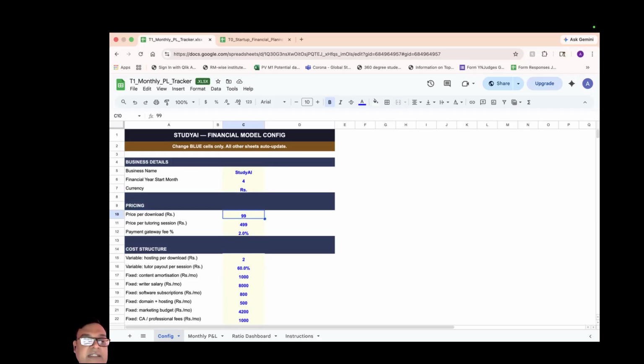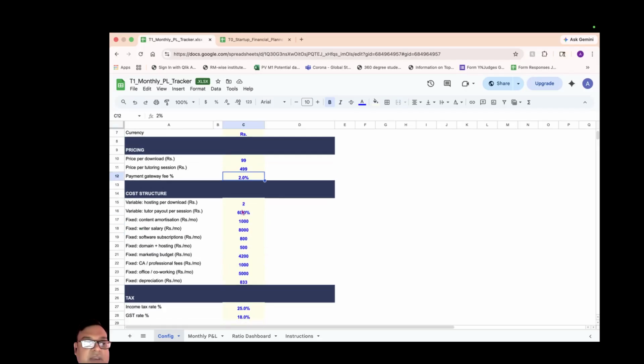Then pricing is 99. Tutoring section, this one more offering that I've included is 499. Okay. Right. Now, how does this tutoring work under the cost section? So the tutor payout is 60% of the revenue. So for every 499, the 60% will go to the tutor, which means that this is directly linked with revenue. Okay. Then content amortization, 1,000 rupees. We've taken this as fixed.